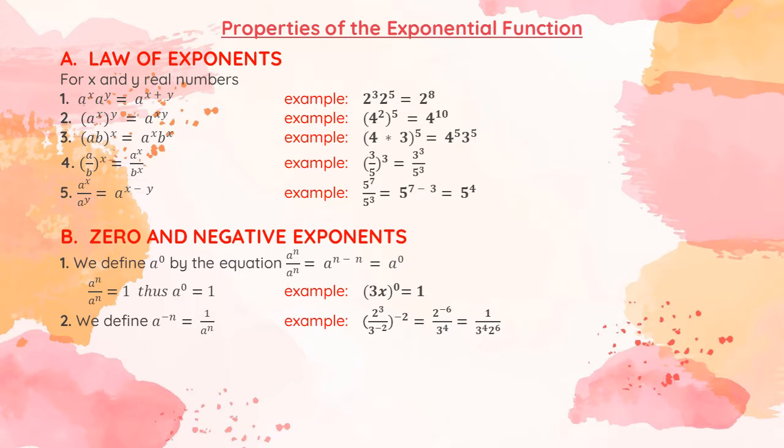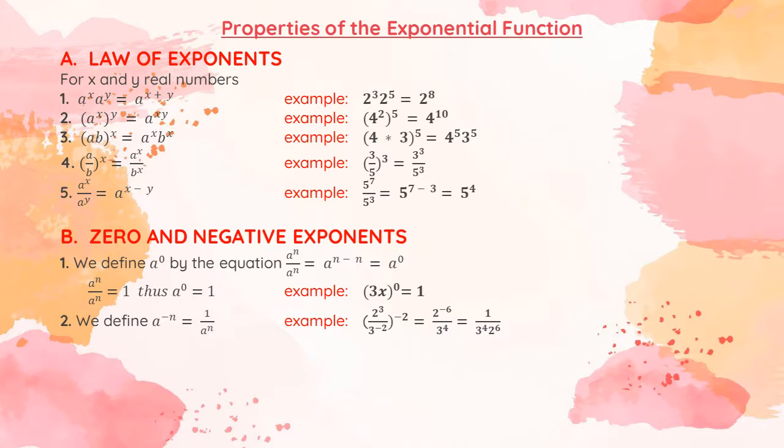Next, letter B, 0 and negative exponent. So, first, we define a raised to 0 by the equation. So, yung numerator natin ay a raised to n over a raised to n is equal to a raised to n minus n is equal to a raised to 0. So, kung mapapansin niyo po, yung exponent natin ay always 0. So, let's solve it. So, using formula, a raised to n over a raised to n is equal to 1, thus a raised to 0 is equal to 1.